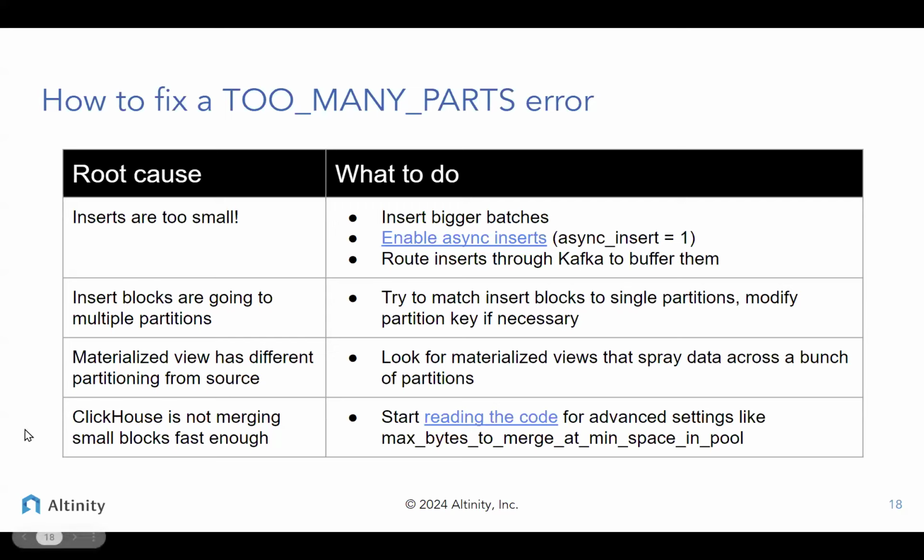And then finally, there are cases where ClickHouse is simply not optimized and it's just not merging fast enough. In this case, there are some advanced settings. For example, there's a setting called max bytes. I'm not going to read the whole thing, but it basically tells ClickHouse to preferentially merge smaller parts first to keep them from building up and getting large numbers. At this point, though, if you're going to use this, you need to start reading the code. These operations are not terrifically well documented, so you want to go into the C++, and there's usually a comment that explains what they do. So these are important ways to fix too many parts errors.